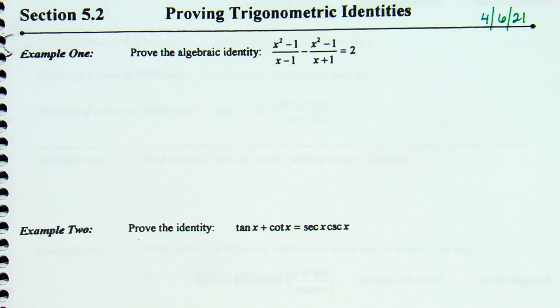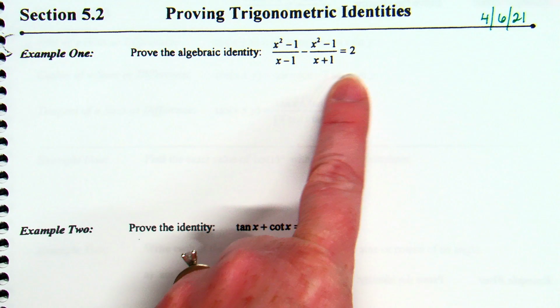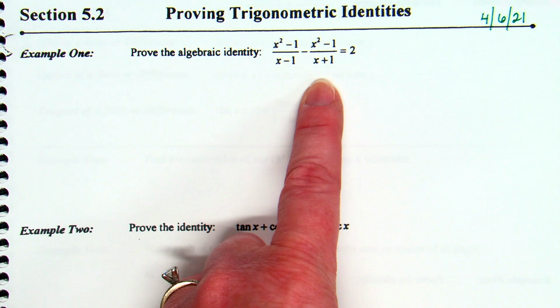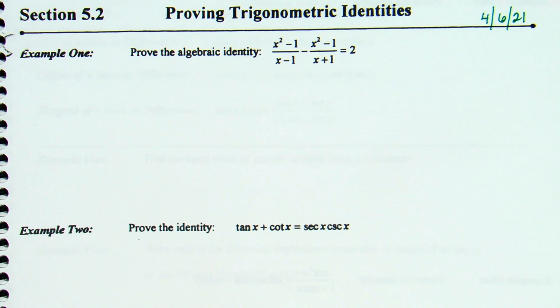If you look at example 1, it says prove the algebraic identity, so you don't have to think trig for a moment. We have this equation, and our job is to prove that all this mess on the left equals 2. So our job is to work with simplifying that left side to show that it equals 2. We're not going to touch the right side of the equation. When you're doing a proof, you always have one side of the equation you're not going to touch.